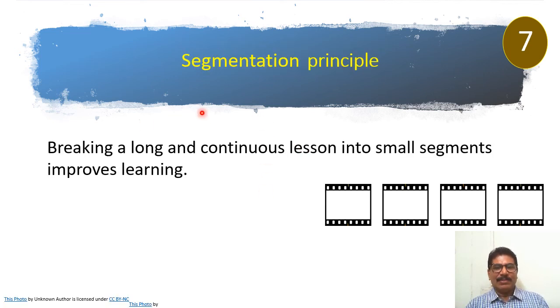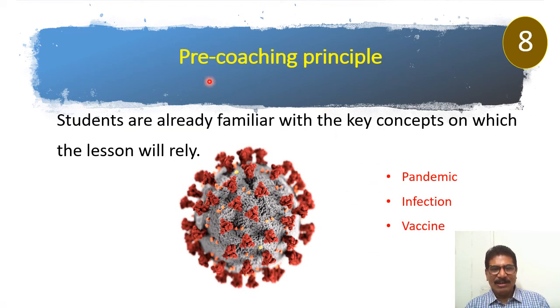The next principle is called segmentation principle. Research says that the attention span of a learner is not more than 10 minutes. So we are advised to break a long and continuous lesson into small segments to improve learning. And the next principle is called pre-training principle. Students are already familiar with the key concepts on which the lesson will rely. For example, if you want to deal the topic COVID-19, prior to that it is necessary to make them familiar with the key concepts like pandemic, infection and vaccine.